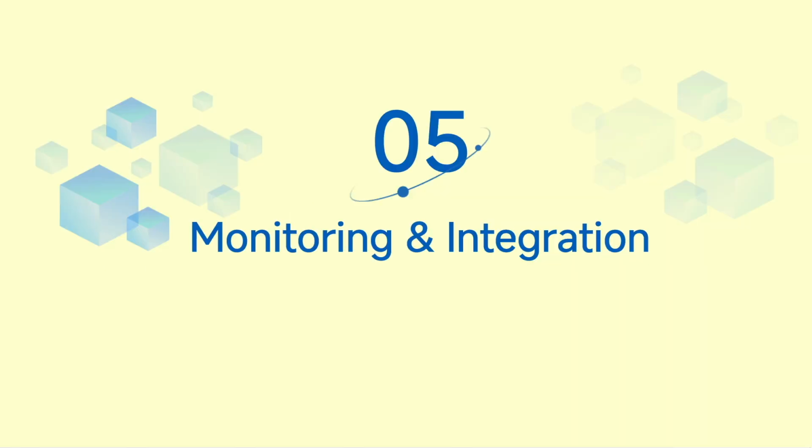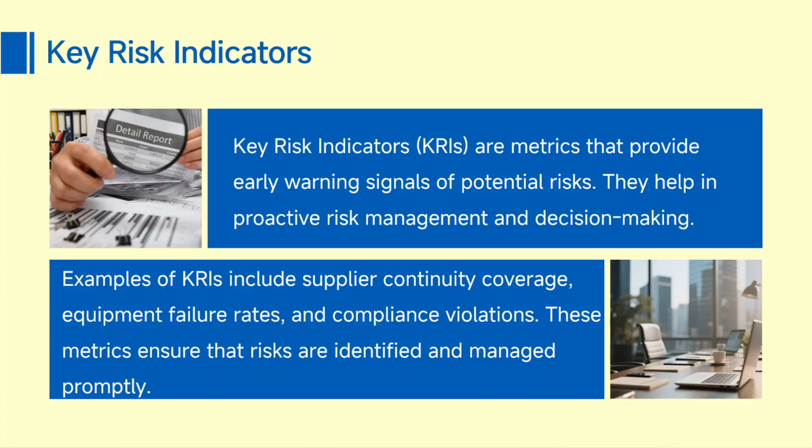So, the last one is monitoring and integration. Monitoring is going to be an overall, continual process with which we make sure the risk that has been identified has been taken care of at the correct stages. The key risk indicators, which is KRI, is the metric with which we can provide early warnings of potential risks. This potential risk identification helps in proactive risk management and decision making.